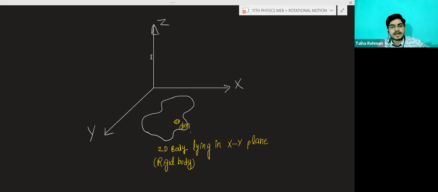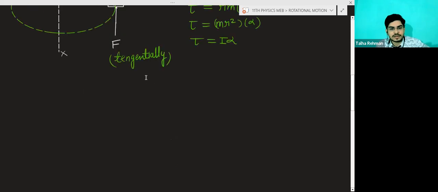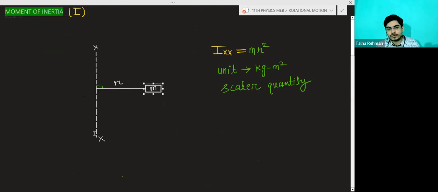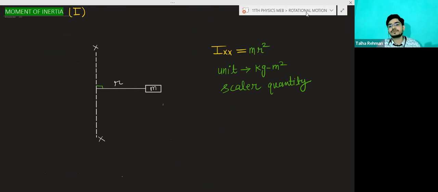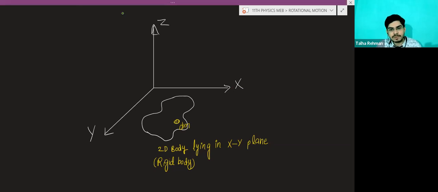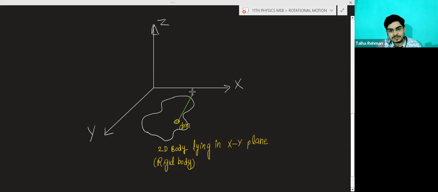If there is a discrete mass m, and you want to find the moment of inertia about any axis, you should know the perpendicular distance between the mass and the axis. The moment of inertia will be m r squared, where r is the perpendicular distance. So for this mass dm, we want to find the moment of inertia about the x-axis, so we want the perpendicular distance between this mass and the x-axis.